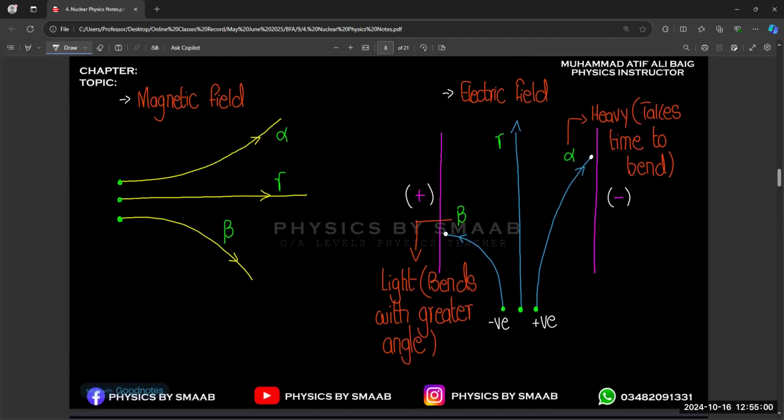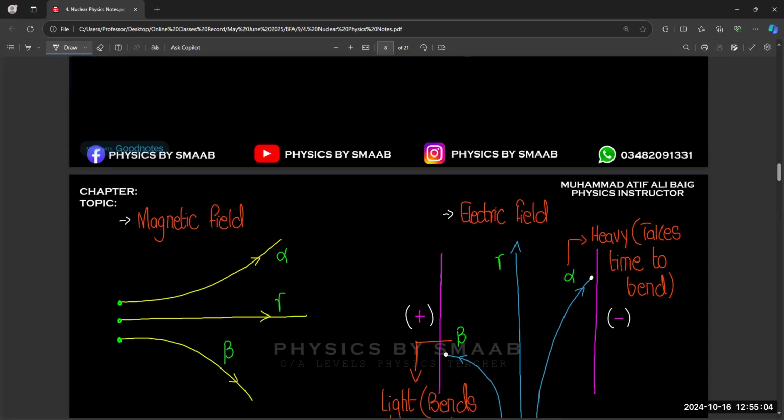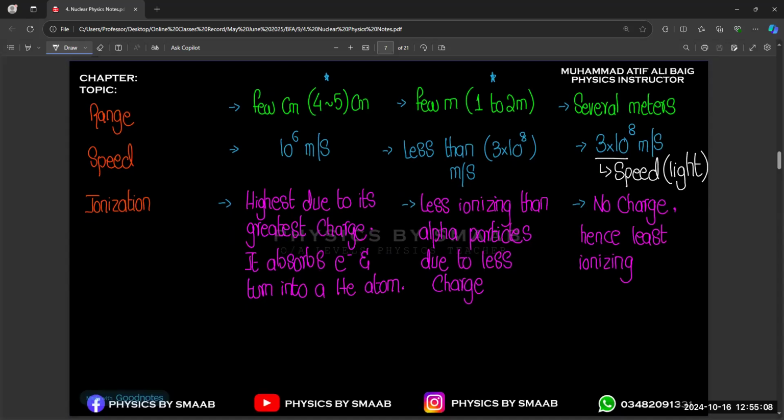Any question, any confusion? No, sir. So these are the properties of alpha, beta, and gamma, and these properties are very important for your exam questions, because we are going to get so many questions from their properties. So after properties, let's try some questions.